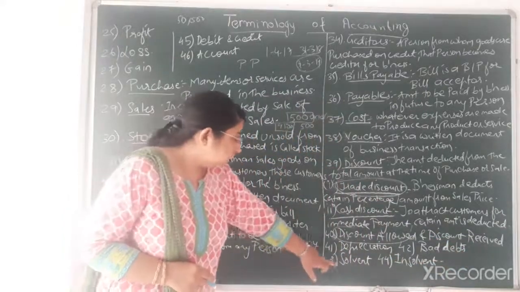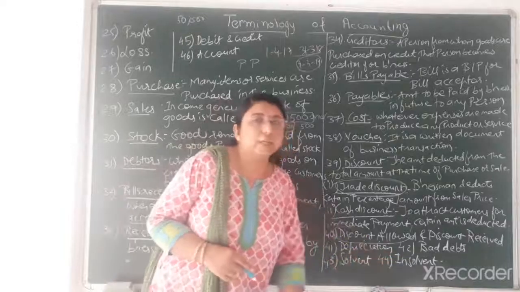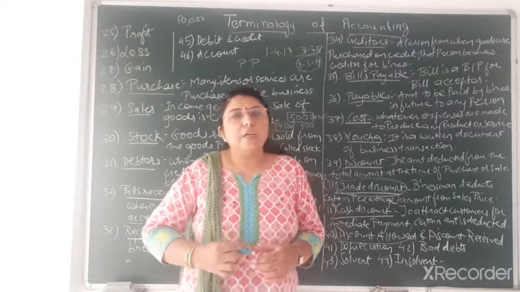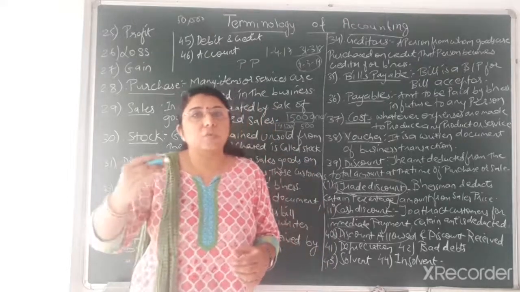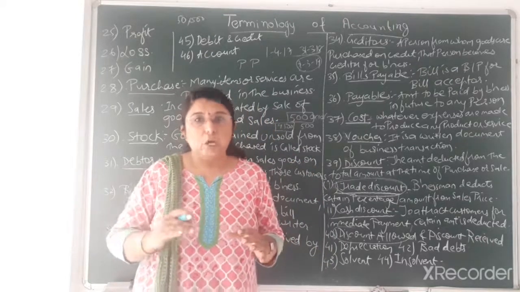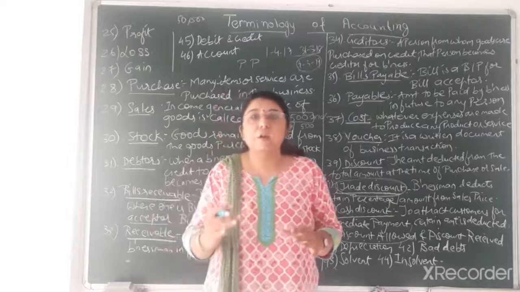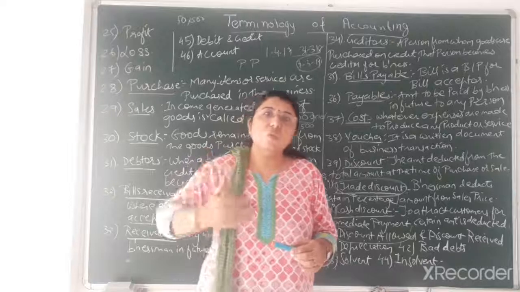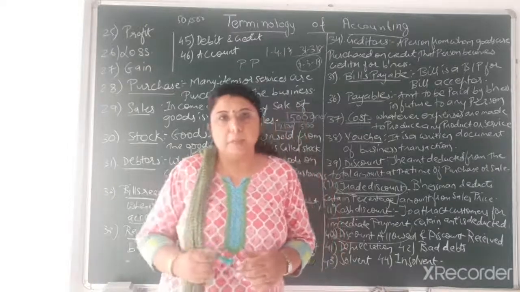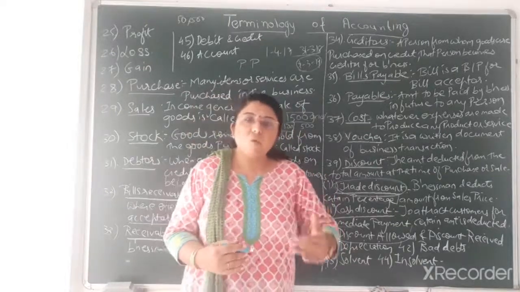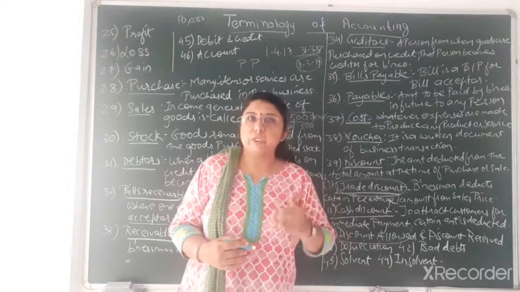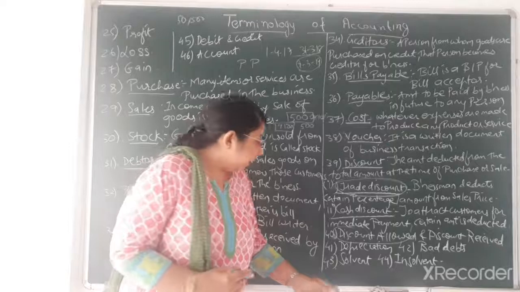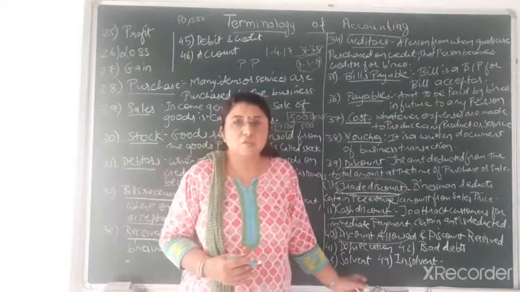Next, 43rd, that is solvent, and 44th, that is insolvent. Now what is solvent and insolvent? Solvent means the financial status of the firm is sound enough to make its regular payments. It means the assets of the firm are more compared to its liabilities. So that is called the sound financial position of the firm to make regular payments. That is called solvency. That is called a solvent firm.